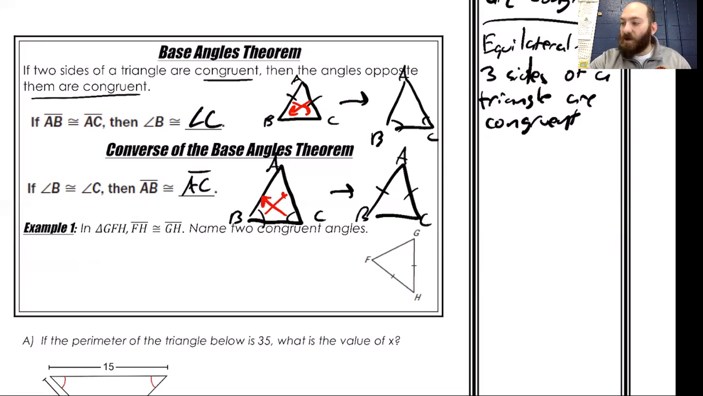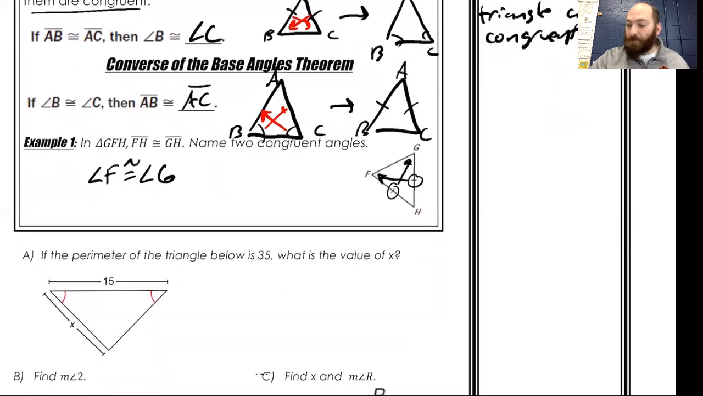So when I look at this scenario, it should be pretty straightforward. In triangle GFH, FH is congruent to GH. Name the two congruent angles. I'm just going to go straight across to G and F. Angle F is congruent to angle G. That's it. Opposite angles are congruent there.